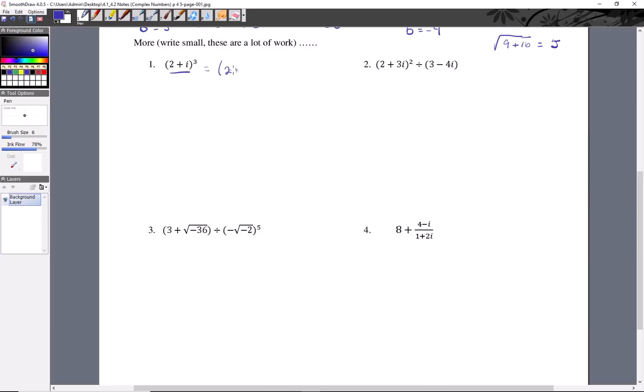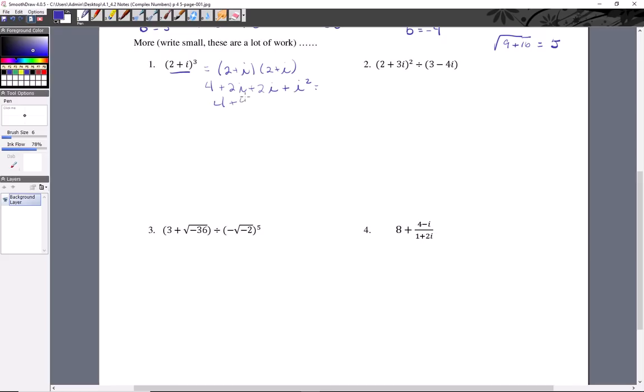So 2 plus i times 2 plus i. And this is just going to be foiling. So 2 times 2 is 4, 2 times i is plus 2i, and then plus another 2i, and then plus i squared, right? But isn't plus i squared the same as negative 1? So plus i squared, remember it comes up all the time? So 4 plus, it's not a plus sign, get rid of that.